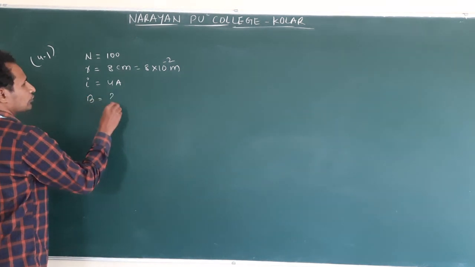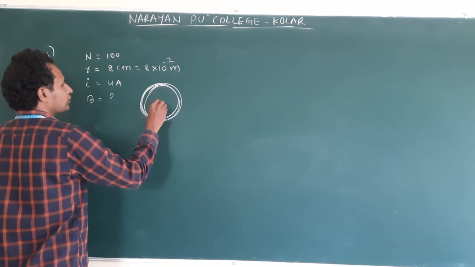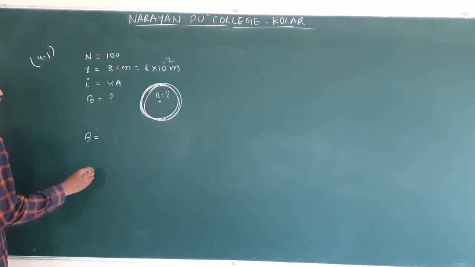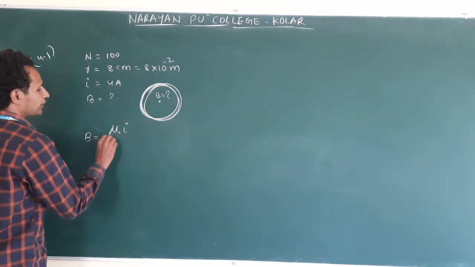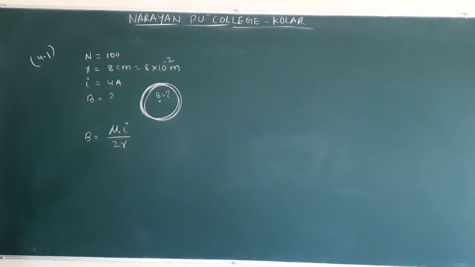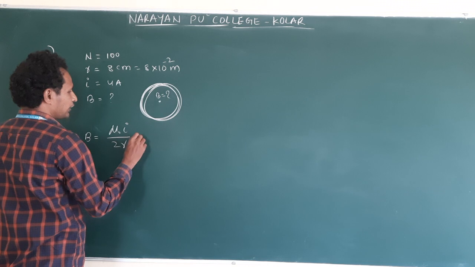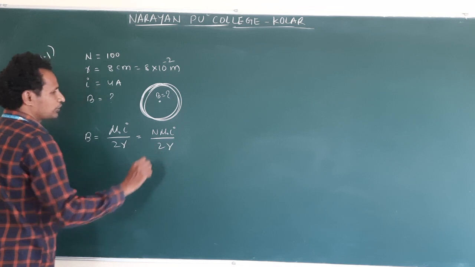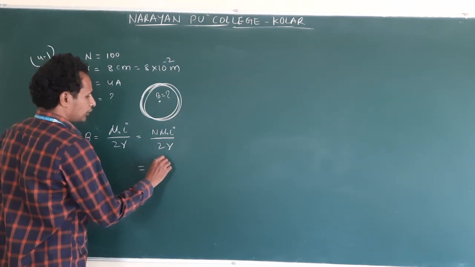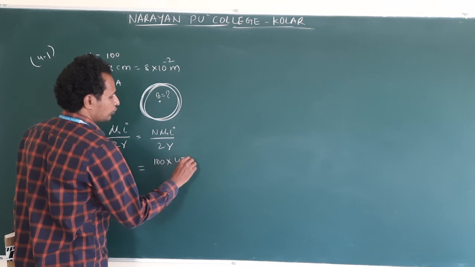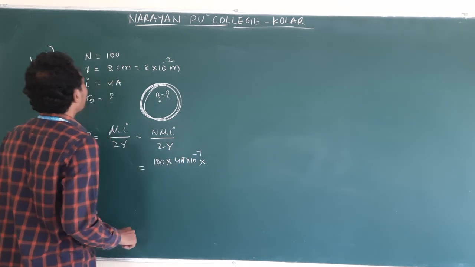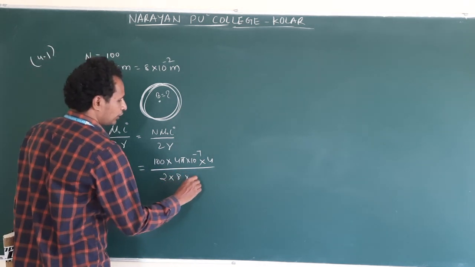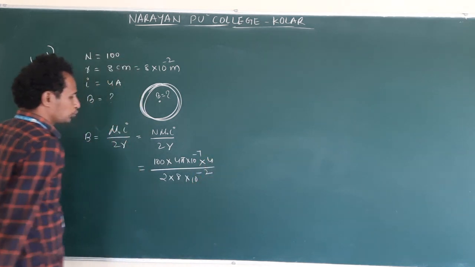B is the asked quantity. Take this coil, it has a number of turns. At the center, they are asking. So B is equal to mu naught I by 2R. This is for a single loop, but they have given the number of turns. This we can write as N into mu naught I by 2R. Substitute the values: 100 into mu naught, 4 pi into 10 power minus 7, I value 4, by 2 into radius 8 into 10 power minus 2.